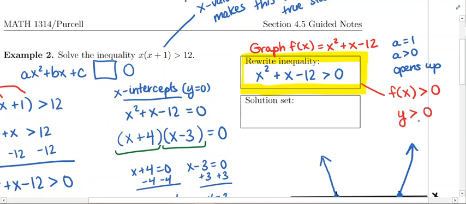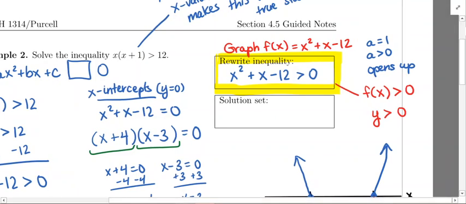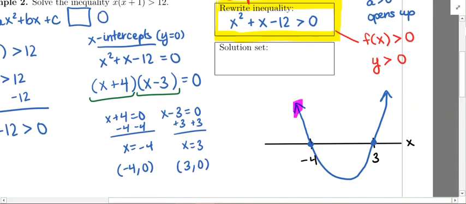Where are the y values bigger than 0? Well, we know that positive y values occur above the x-axis. So let's look at the portion of the parabola that is above the x-axis. It's these two purple segments. If you take any point that is highlighted in purple, because these pieces are above the x-axis, the y value is going to be positive.